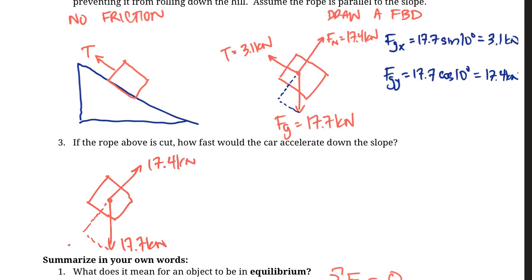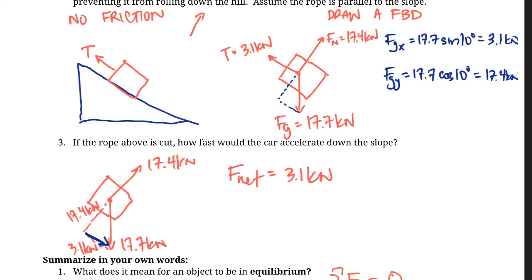But this force here, this 3.1 kilonewtons, there's nothing to balance that out. So that's still pulling the car down, and this is still 17.4 kilonewtons. That stays the same, right? So because this is an unbalanced force here, I'll do it in blue, this unbalanced force here is going to be the net force on the car because the other forces cancel each other out. So the net force is just that 3.1 kilonewtons, right?